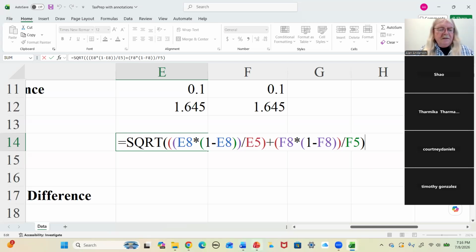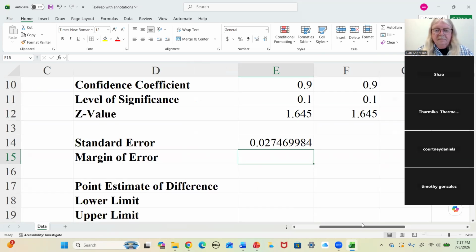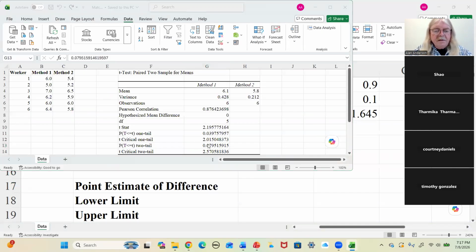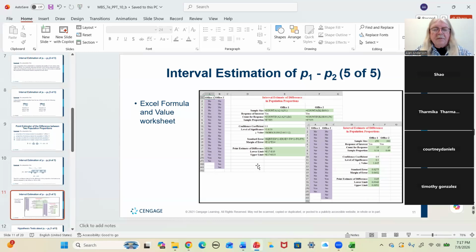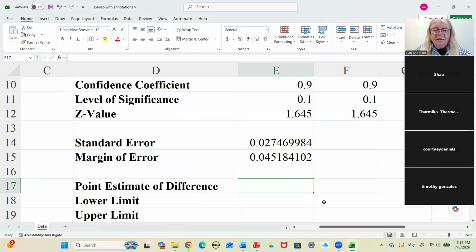So let's finish this up. That by far is going to be the worst part. I mean, there's no way any of the other formulas are anything close to that. Margin of error, remember, is the product of the z-score and the standard error. And the point difference of the estimate is the difference between the two sample proportions, 0.14 minus 0.09.